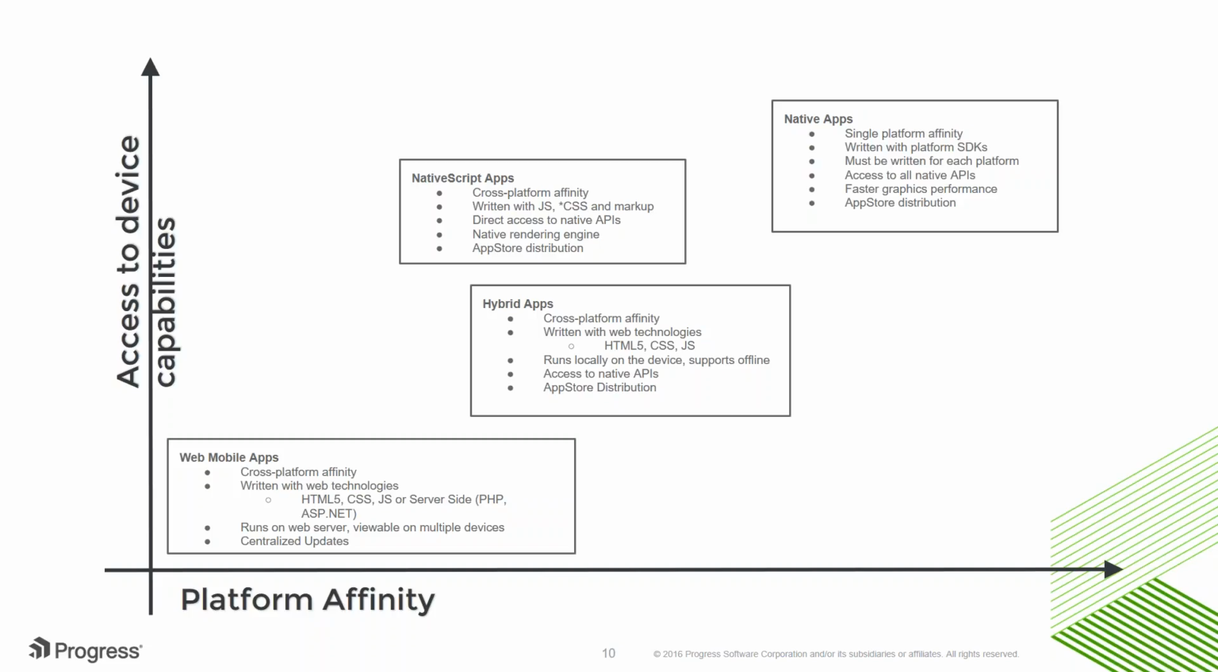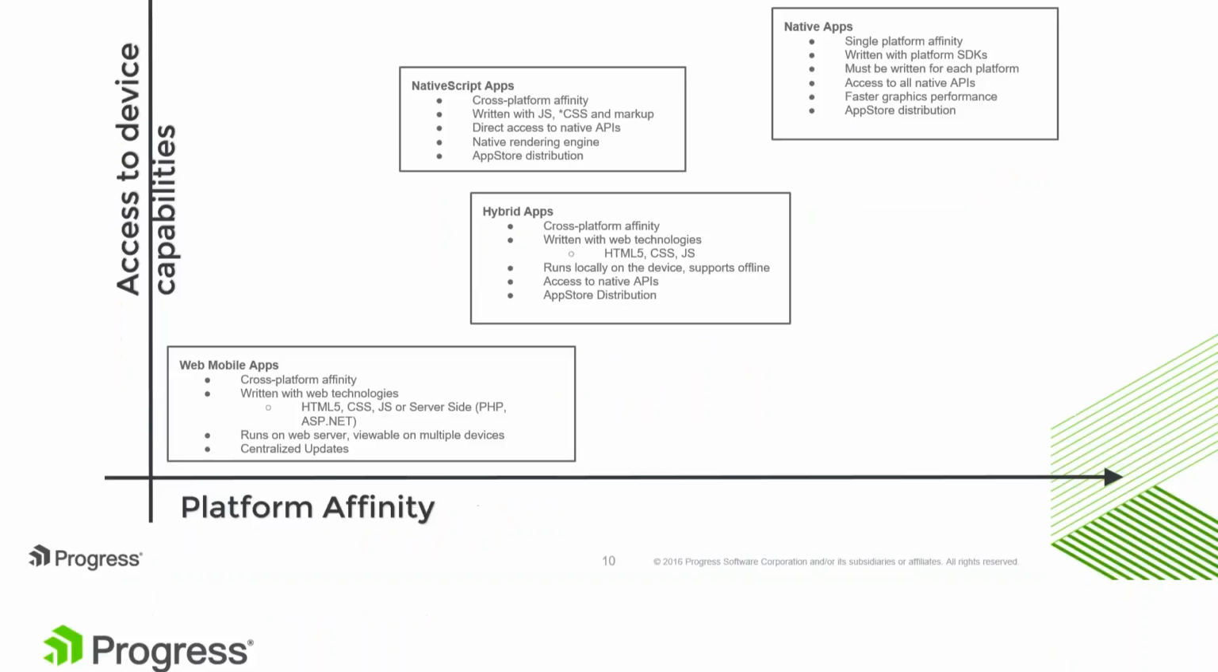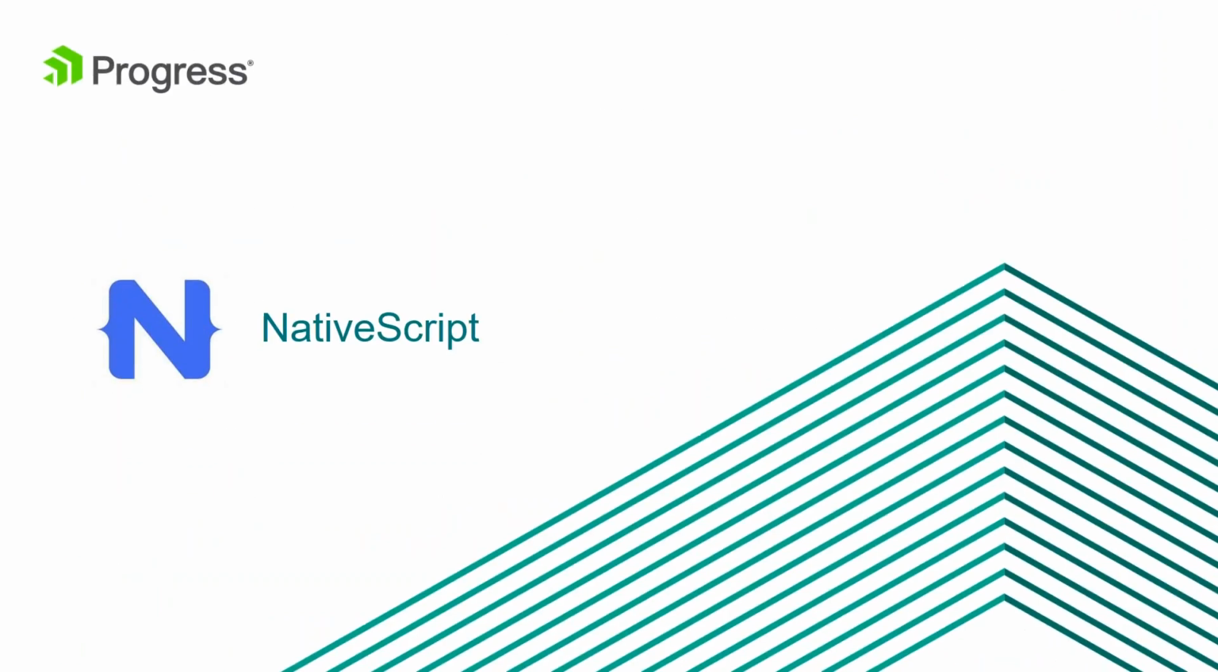So how? Well, NativeScript is a cross-platform framework. You can build for Android, you can build for iPhone, and you can program using JavaScript. As you see on the screen, it says direct access to native APIs, native rendering engine, and then you can do the distribution from the App Store. So what exactly is NativeScript might be your next question.